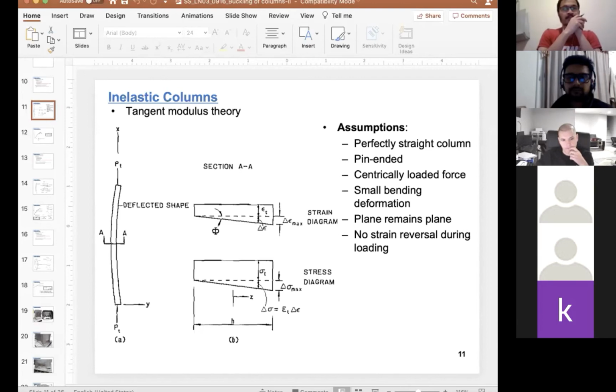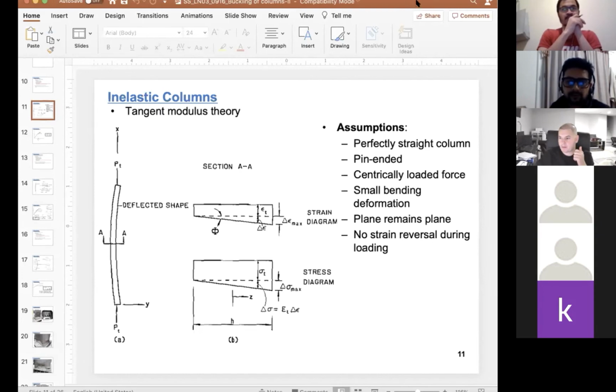I have this one here. First, we assume that after the yielding, the plane will still remain straight. That means the only thing changing here is the curvature. And we assume that this curvature change follows a linear pattern.